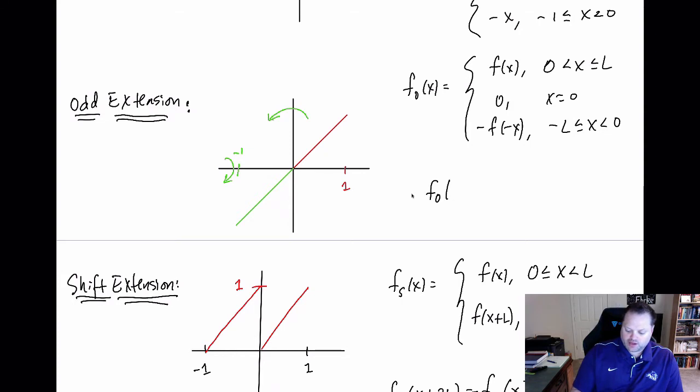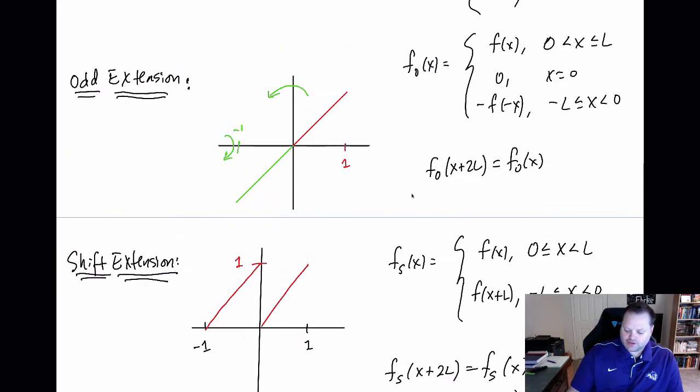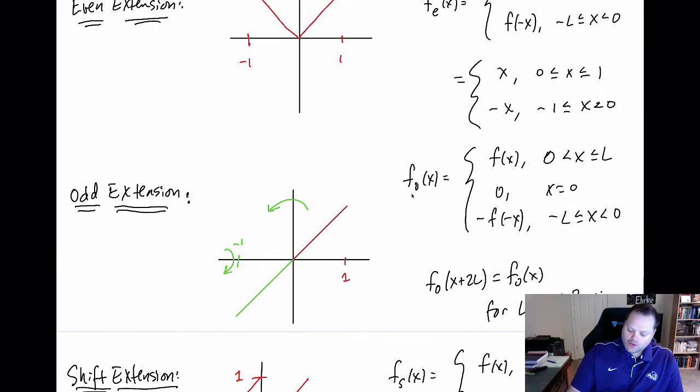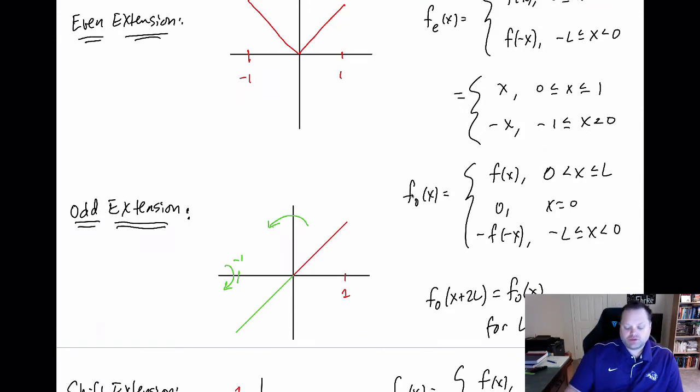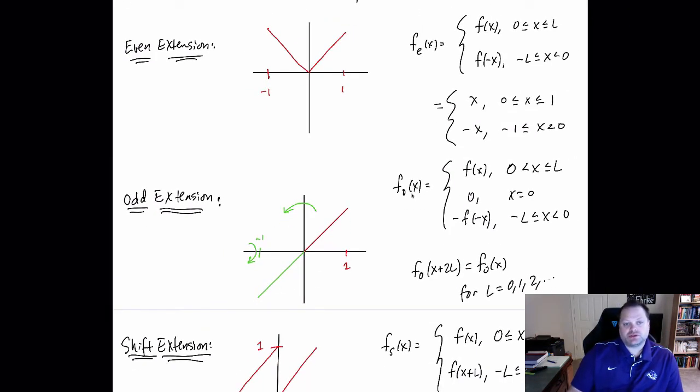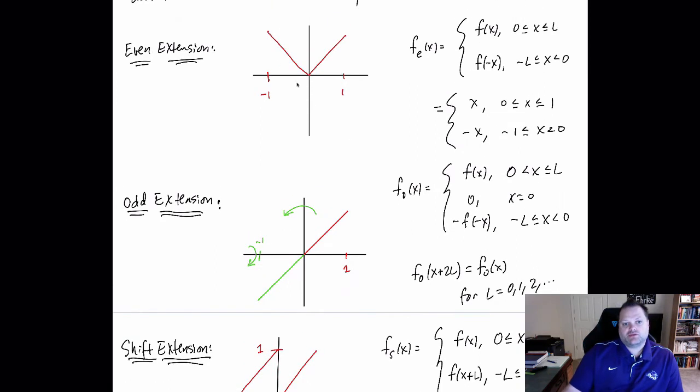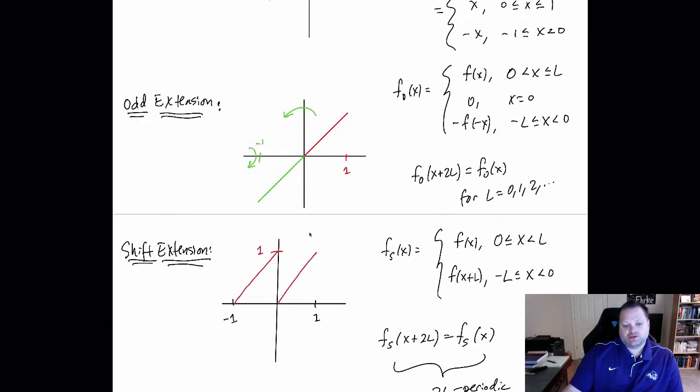In other words, the periodic extension of the odd extension looks like this as well. So that's a 2L periodic extension. This is for L equal to 0, 1, 2, and so on. All right, and the even extension, same thing. So these are the three sort of canonical extension types. You can extend the function and calculate the Fourier series of this guy. You can calculate the Fourier series of this guy. You can calculate the Fourier series of this guy.